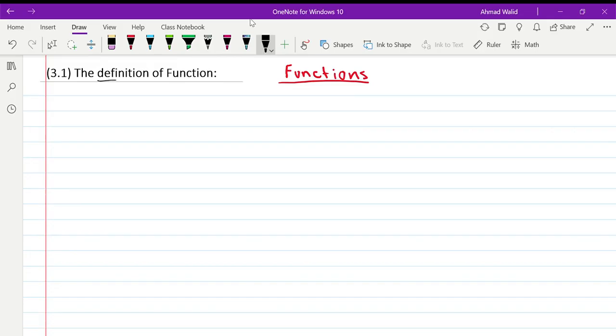It's really important to know what is a function. I will write the definition first for you, then I'll explain it maybe in a very simple language, because the definition is kind of complicated.